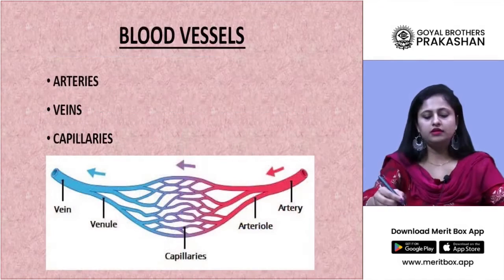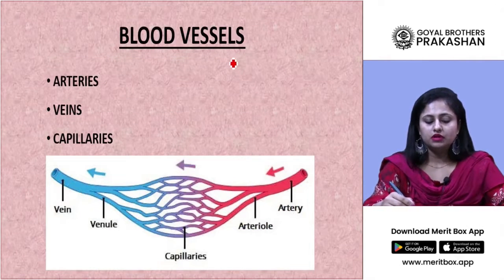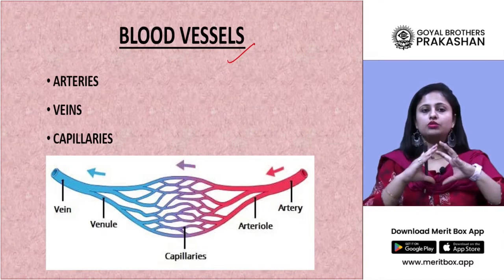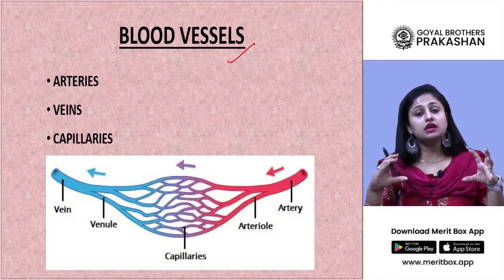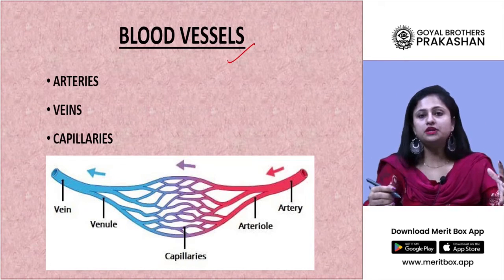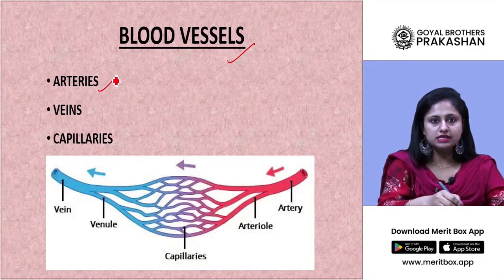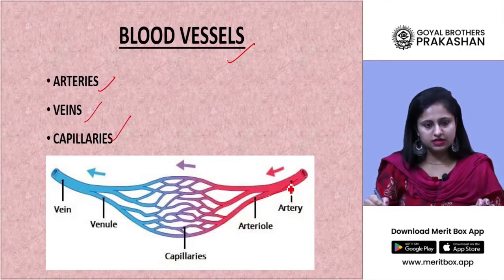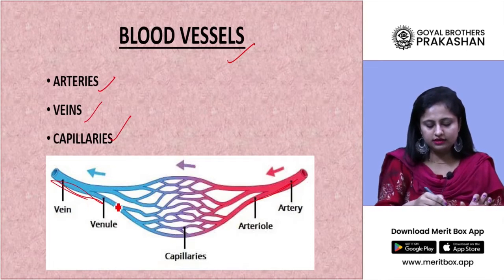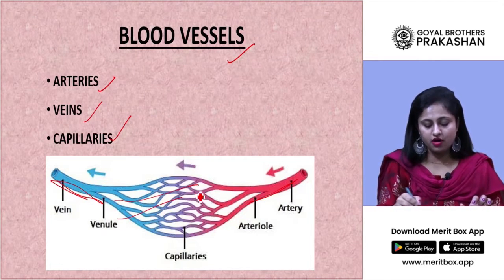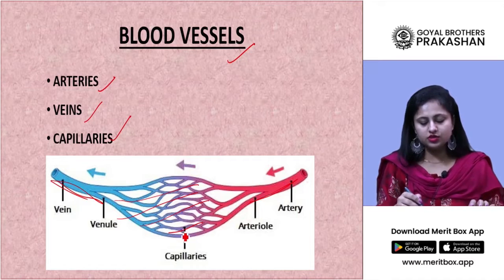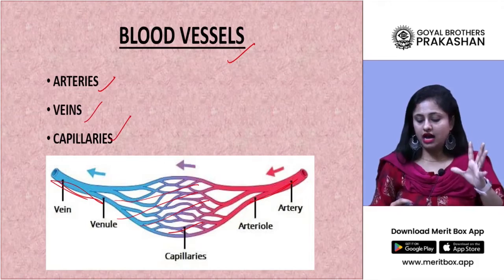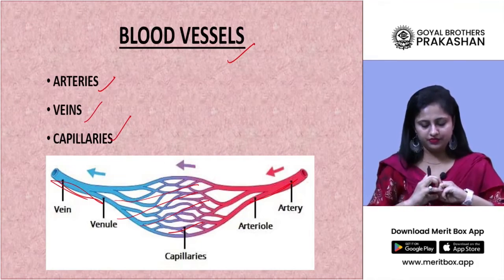Now come to another topic, that is blood vessels. So blood vessels are those pipe-like or tube-like structures in which blood flows. Blood vessels are of 3 types: arteries, veins and capillaries. So this part is the artery, this is the vein, and their network forms capillaries, right? Capillaries form the network where artery and veins meet, right?